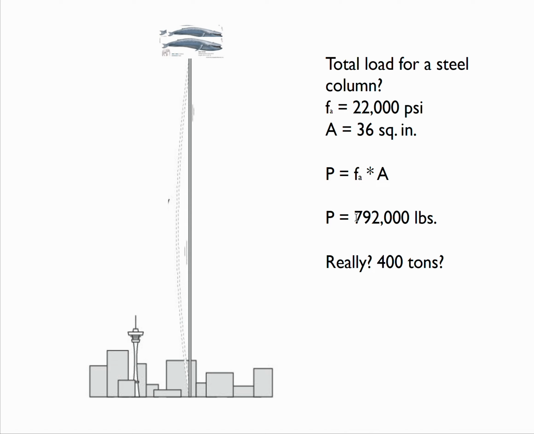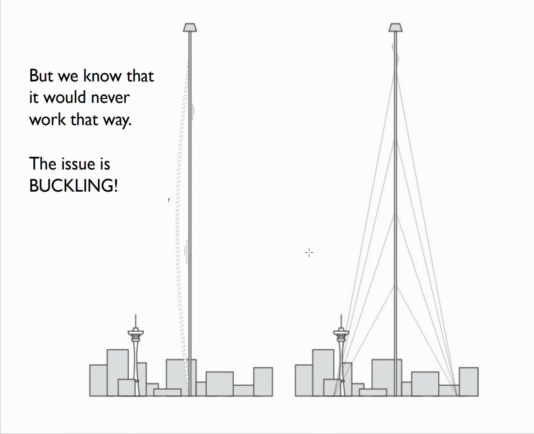We know that column, if this is, of course, the Space Needle, we know there's no way that we could put that much weight on there and that the column would be okay. We know it wouldn't work that way because we know that a column isn't just sized about the compression forces that come down. We know that the issue is buckling. In fact, the only way to make this work would be if we would have areas in which it was stayed all the way around.